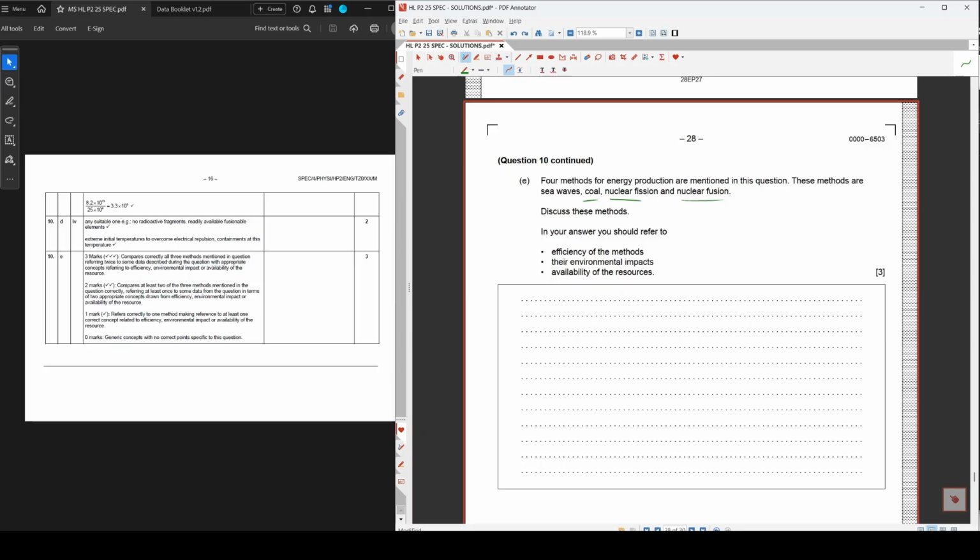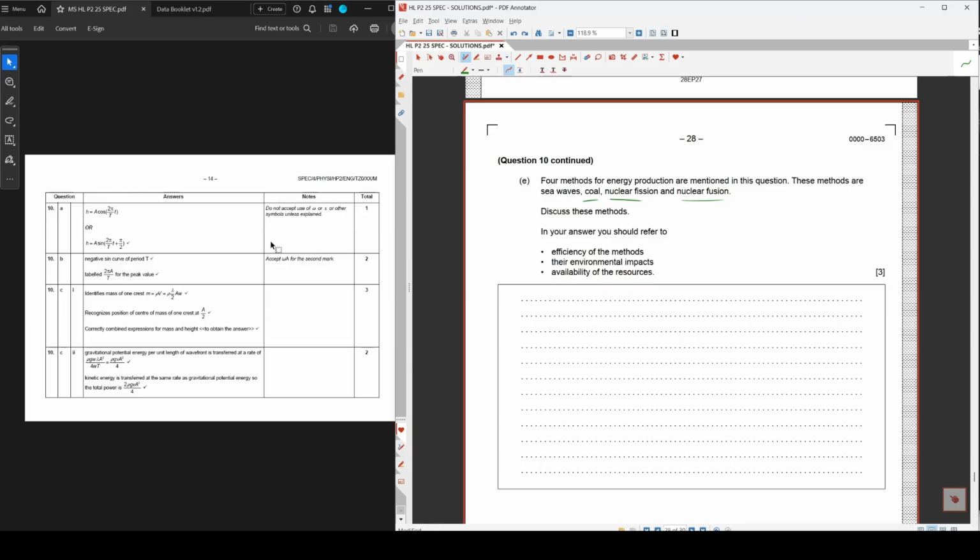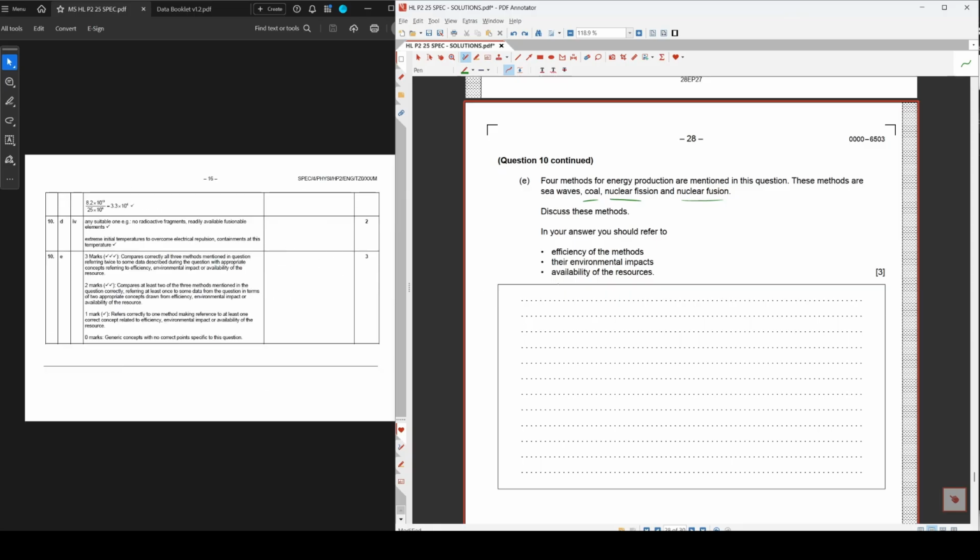But that's just my little rant. But that's what they want. All right, so make sure you know generally about these things. You know, coal, very bad for the environment. Not super efficient, like 30% efficient or so, but pretty available.